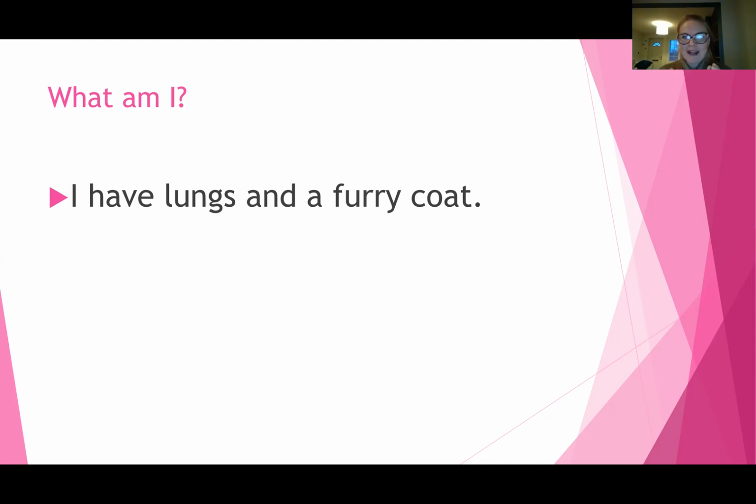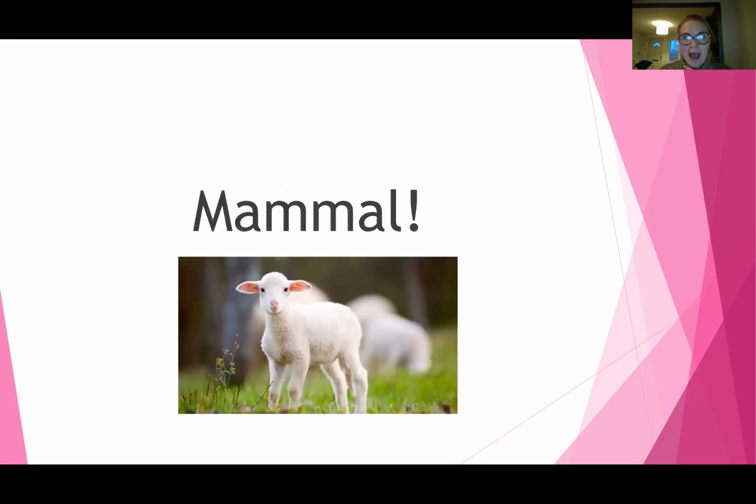Are you ready to see if you're right? I have lungs and a furry coat. A mammal! My favourite animal are lambs, so I put a picture of a lamb there as my favourite mammal. So they're mammals, they have lungs and they either have hair or fur. We learnt that from our video. Super. Right, next one, ready?